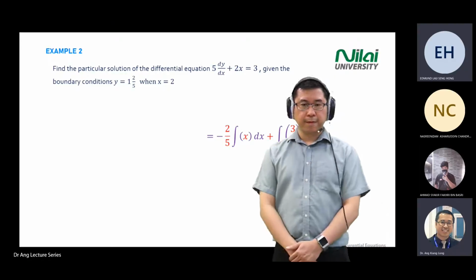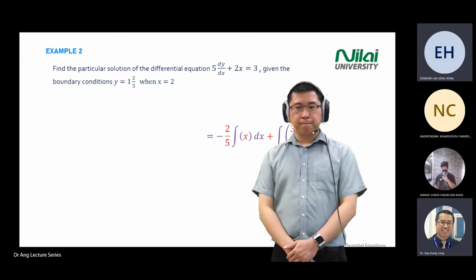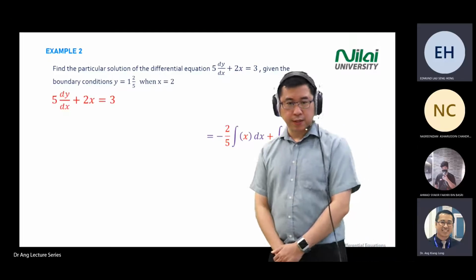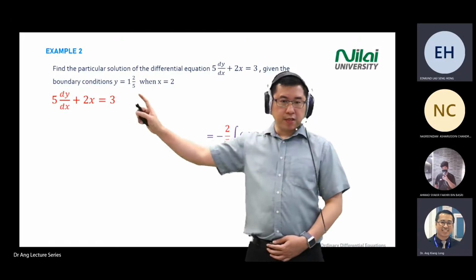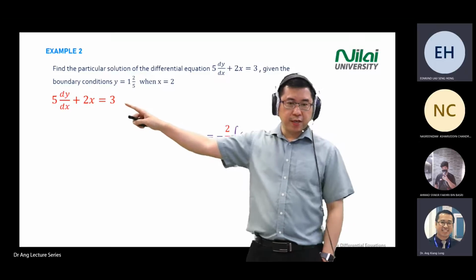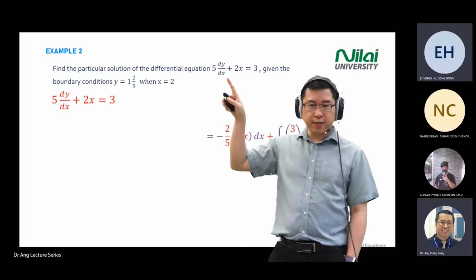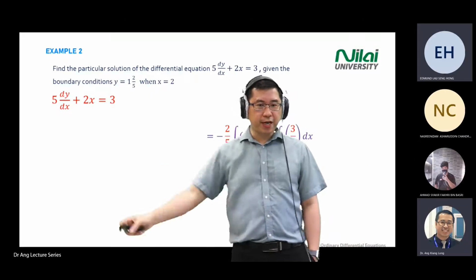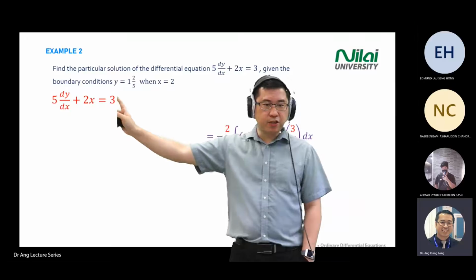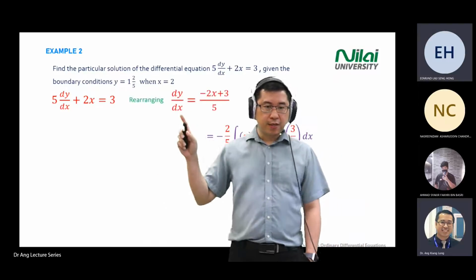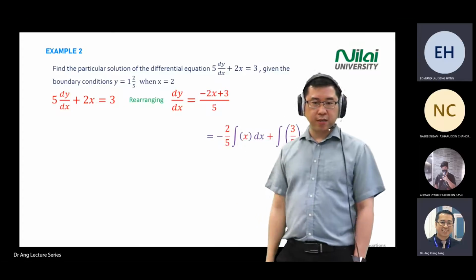3 minus 2x over 5. Okay, so that is dy dx. So this is the question given. First step to solve a differential equation, always confirm that you get dy dx at the left hand side. So you move whatever that is not dy dx to the right hand side. Okay, from here to here.